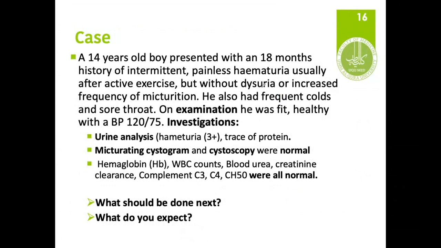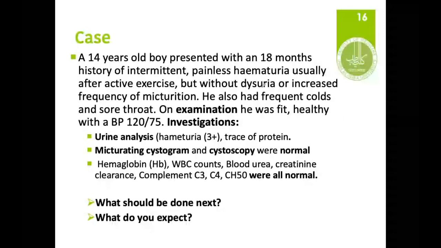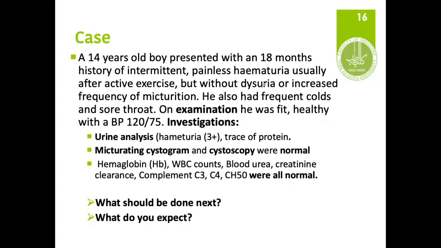The next case is a 14-year-old boy presented with an 18-month history of intermittent painless hematuria, usually after active exercise, but without dysuria or increased frequency of micturition. He also had frequent colds and sore throat. On examination, he was fit and healthy, with a blood pressure of 120/75, and the investigations reveal urine analysis hematuria 3+, trace of protein. Micturating cystogram and cystoscopy were normal, and hemoglobin, WBC count, blood urea, creatinine clearance, complement C3, C4, and hemolytic complement 50 were all normal.